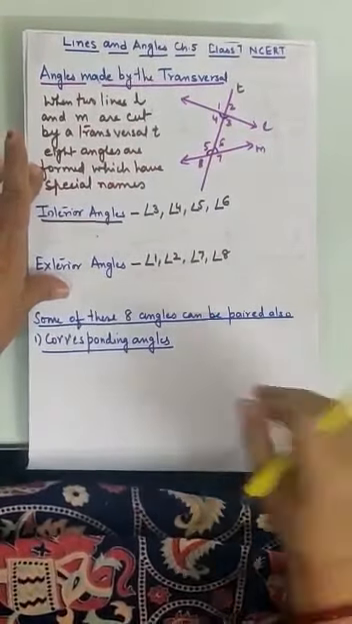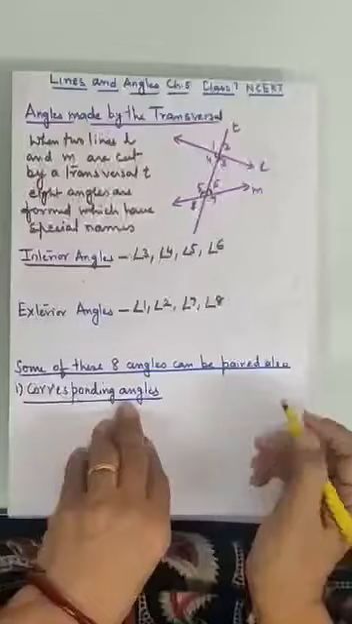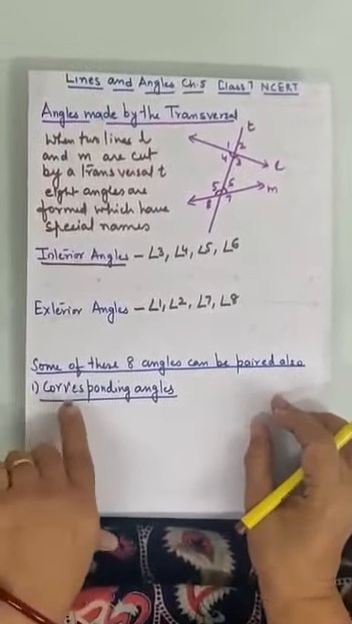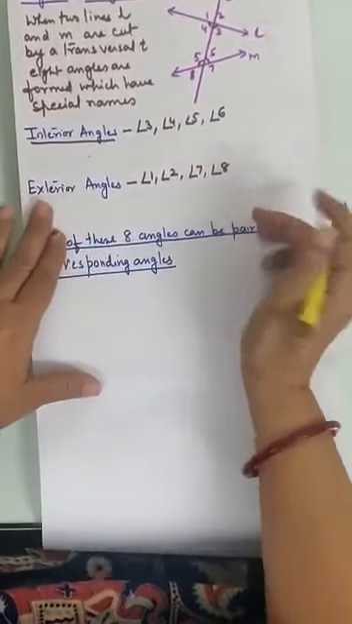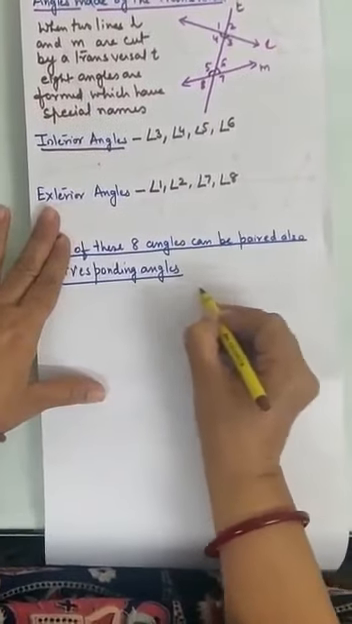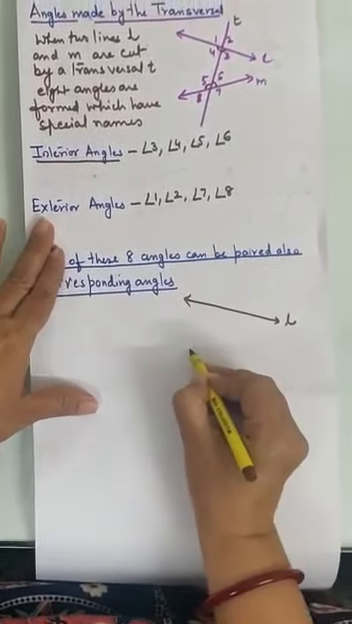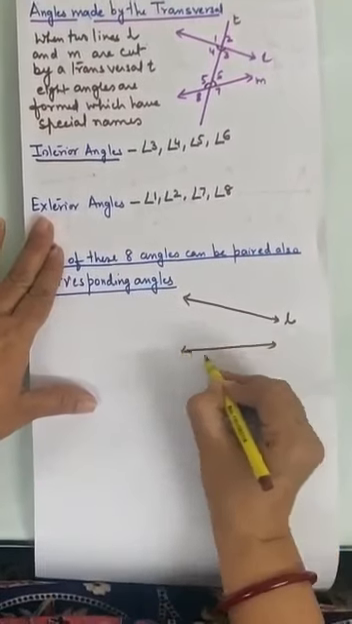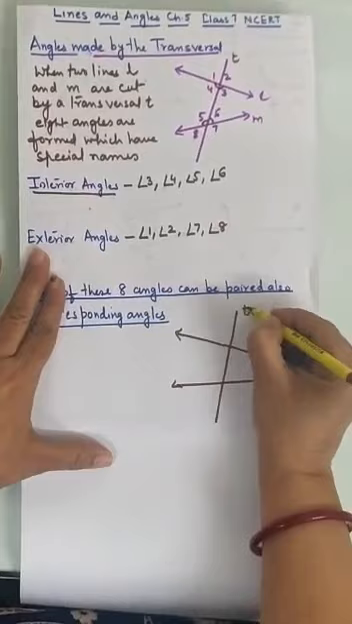be paired also. Paired means occurring in 2. So first pair of angles are corresponding angles. Let us draw the figure here. This is line L, this is line M and it is cut by the transversal T.